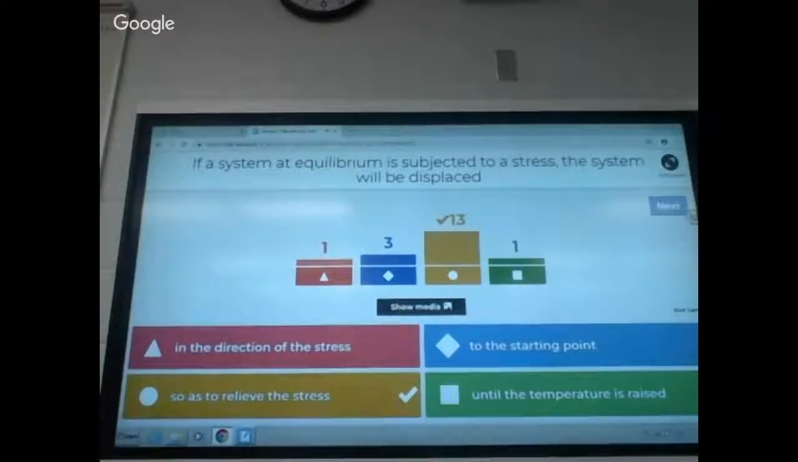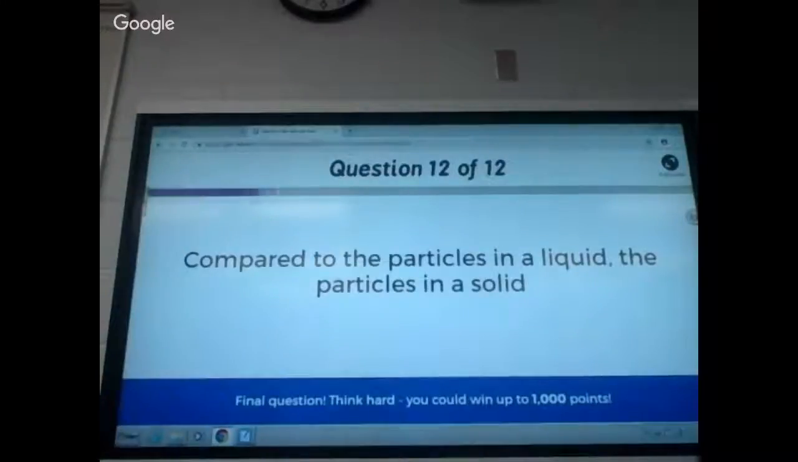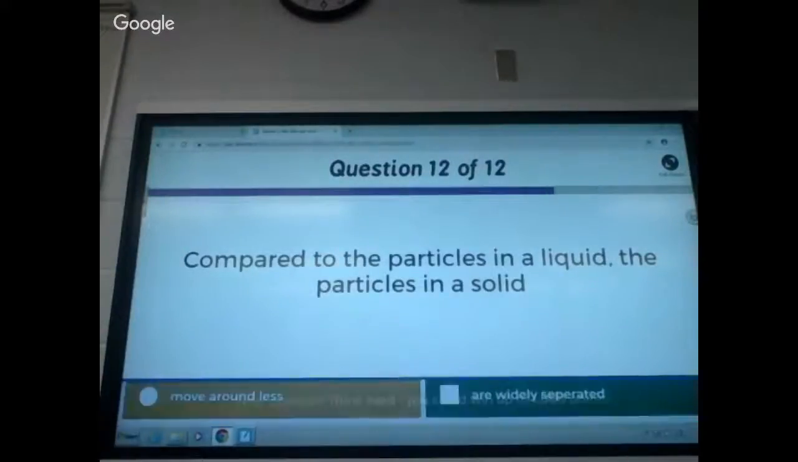That was one of the questions that I think Caroline asked when we were going over the answers on the worksheet. That's Le Chatelier's principle. All right, last one. It's Le Chatelier's principle.